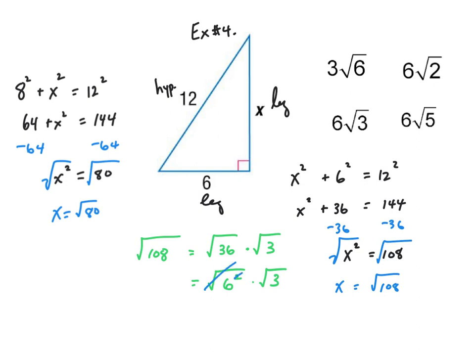So for our final answer, we get that x, the square root of 108, is really 6 square roots of 3. So look up here and I would circle 6 square roots of 3 as my final answer.